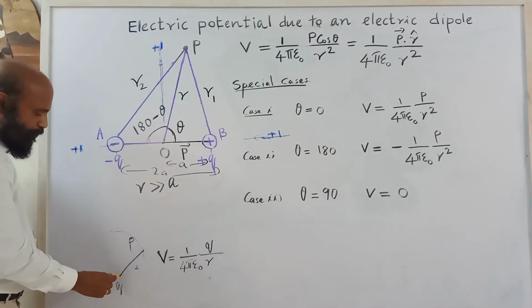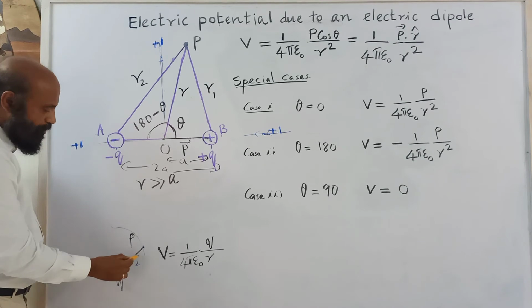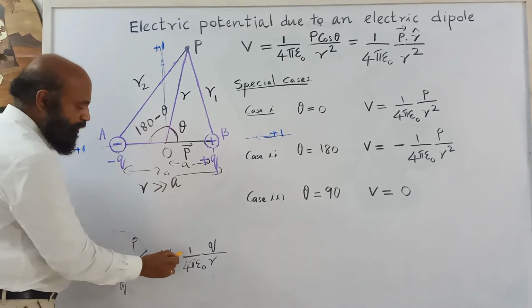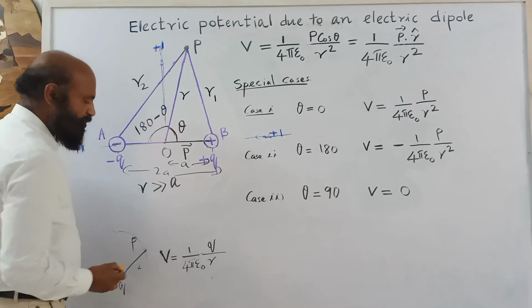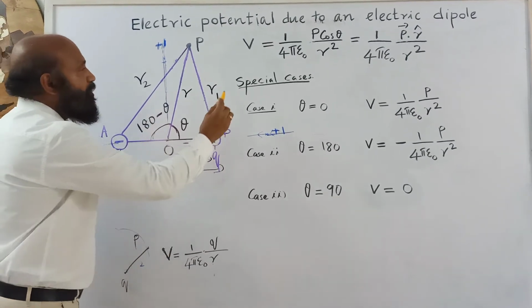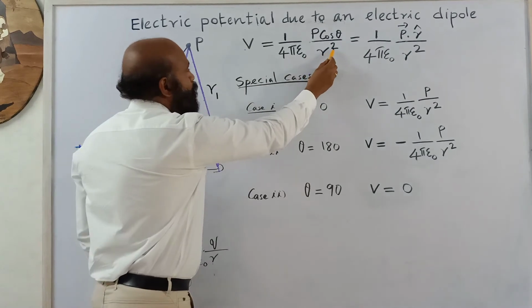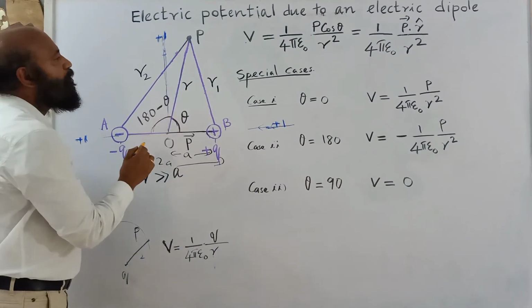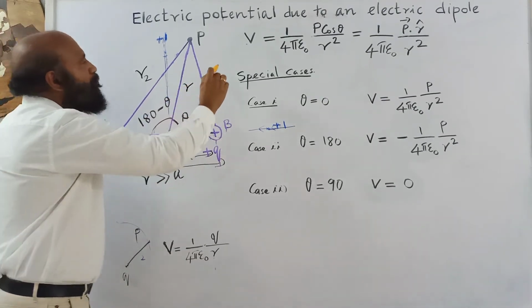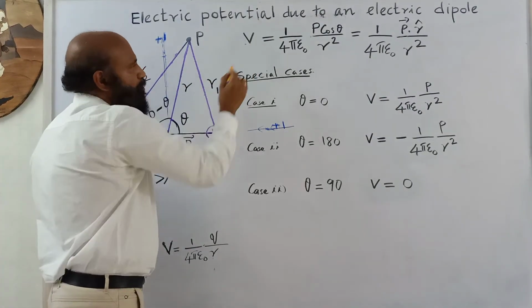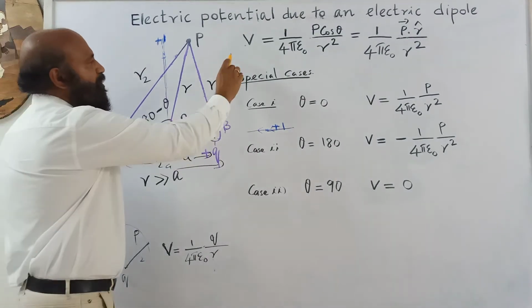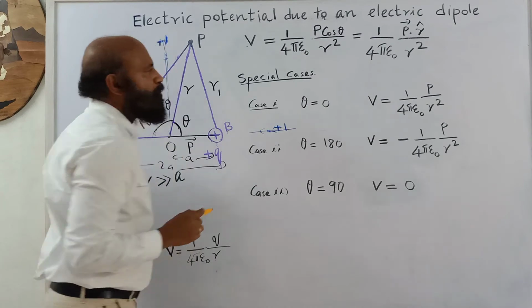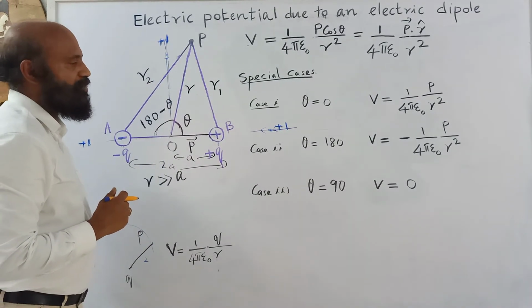Now, in the case of a point charge, the potential is given by this relation. So here potential is inversely proportional to the distance. But here it is inversely proportional to the square of the distance. In the case of an electric dipole, electric potential will be reduced at a faster rate. The reason is that it is inversely proportional to the square of the distance.